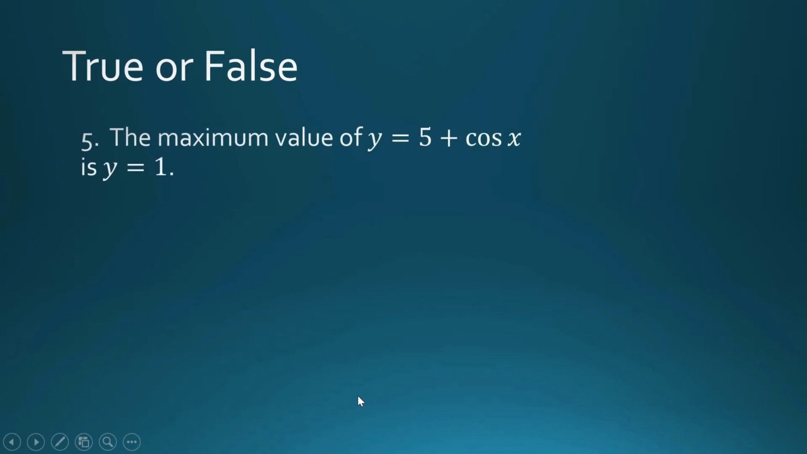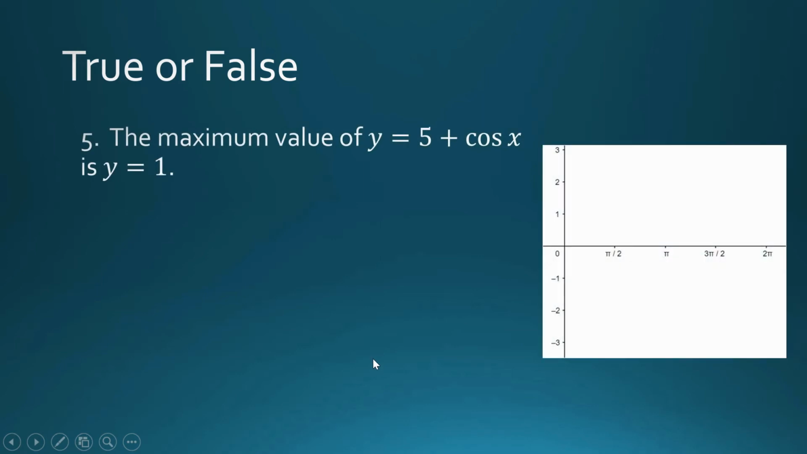The maximum value of y is equal to 5 plus cosine of x is 1. Again, that is not true. The maximum value of cosine of x is 1, but you will have to add 5. So it's going to be 5 plus 1 or 6.